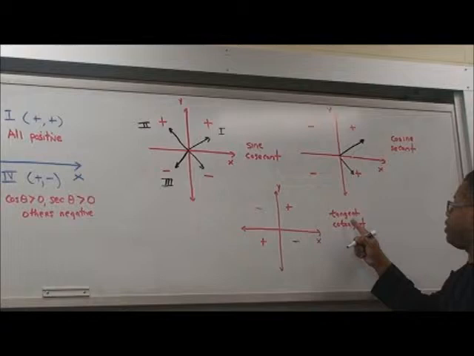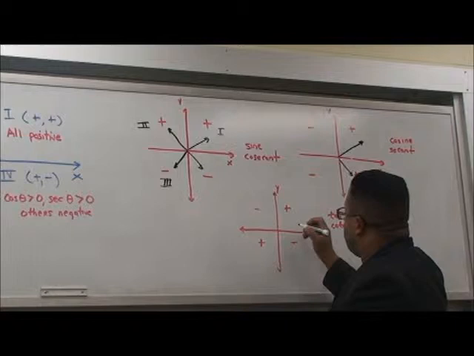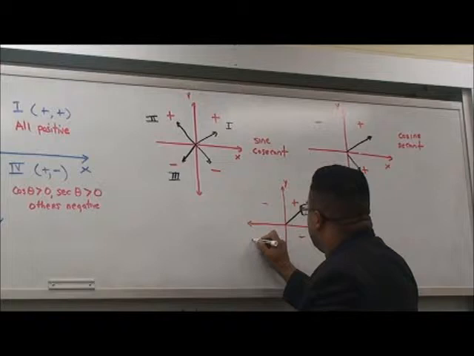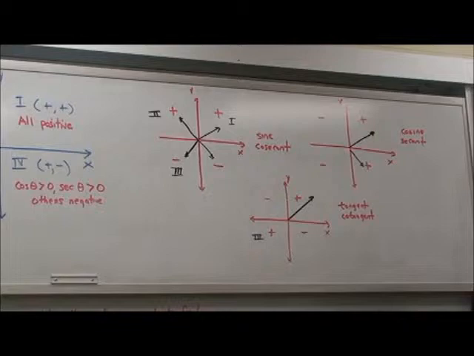Now, one more, we go to tangent and cotangent. Here, in the first quadrant, we're saying that all of the trigonometric functions are positive. But yet, we go to the third quadrant, and tangent and cotangent are positive as well.